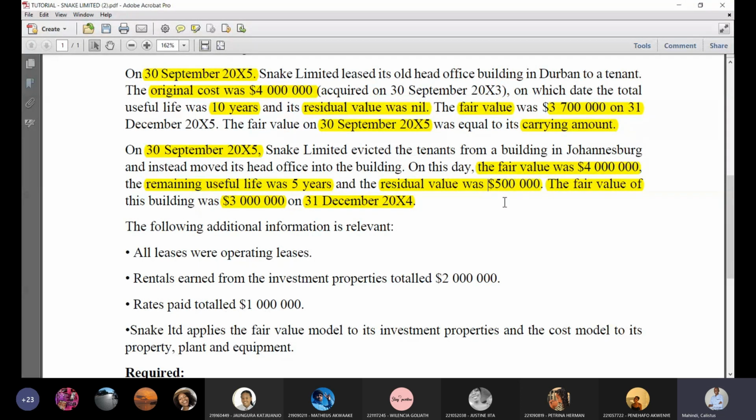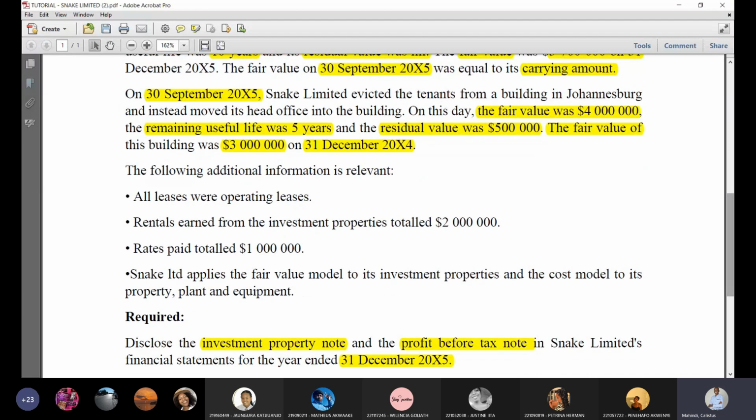Then we have additional information. The following information is relevant. All leases were operating leases. So it just means that the property was not rented out for its entire useful life. All right, so it's an operating lease. It comes to an end at some point in time. Rentals earned from the investment property totaled 2 million and then rates paid totaled 1 million.